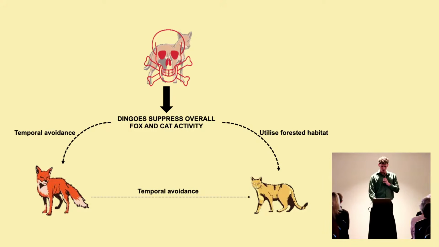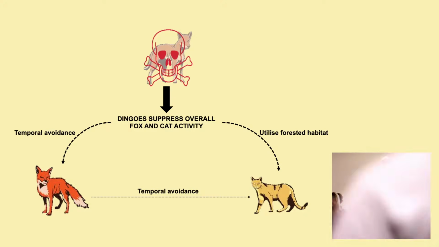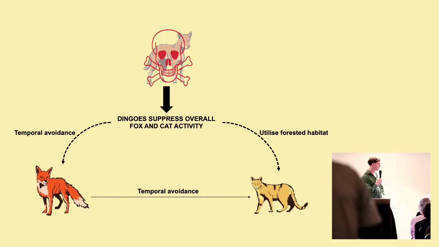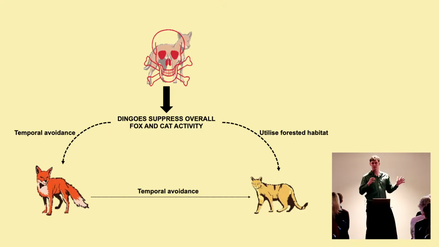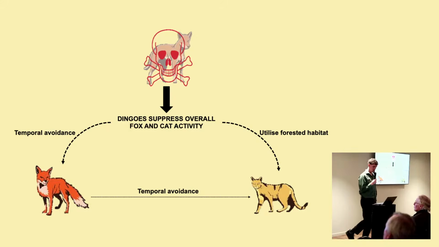So if the dingoes are absent, we'd expect that fox activity would increase and be more active throughout the day. And in this kind of situation, cats might use more open habitat more freely. But at the same time, the cats might have to shift when they're active in the day to avoid the foxes, who now are much more active because there are fewer dingoes.